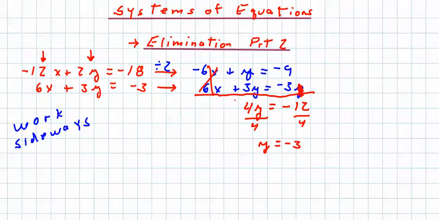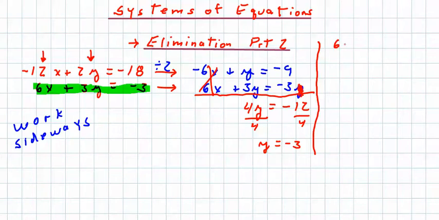I'll probably pick this equation right here to work with. I'll highlight that. I need to find out what x is. I don't think it matters in this problem which one we use. We have 6x plus 3y equals negative 3.